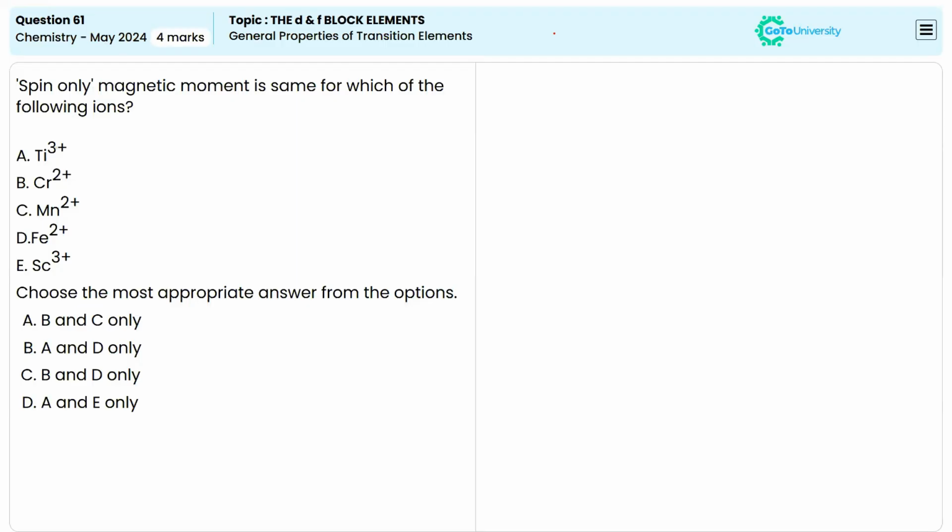We have the equation to calculate the magnetic moment, that is, the magnetic moment mu is equal to the square root of n into n plus 2. This is the equation to find out the spin only magnetic moment, right? Here n is the number of unpaired electrons.